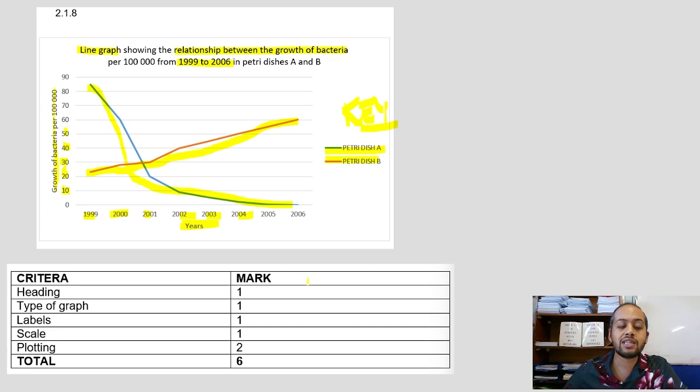Just to go through the criteria that we will use when marking the graph: 1 mark for the heading, 1 mark for the correct type of graph, so if it's a line graph, 1 mark if you labeled your x and y axis correctly. Remember that if you transpose the x and y axes, the variables on the x and y axis, you will lose a mark. 1 mark for a correct scale, 2 marks for plotting your points correctly. The total mark allocation comes to 6 marks.